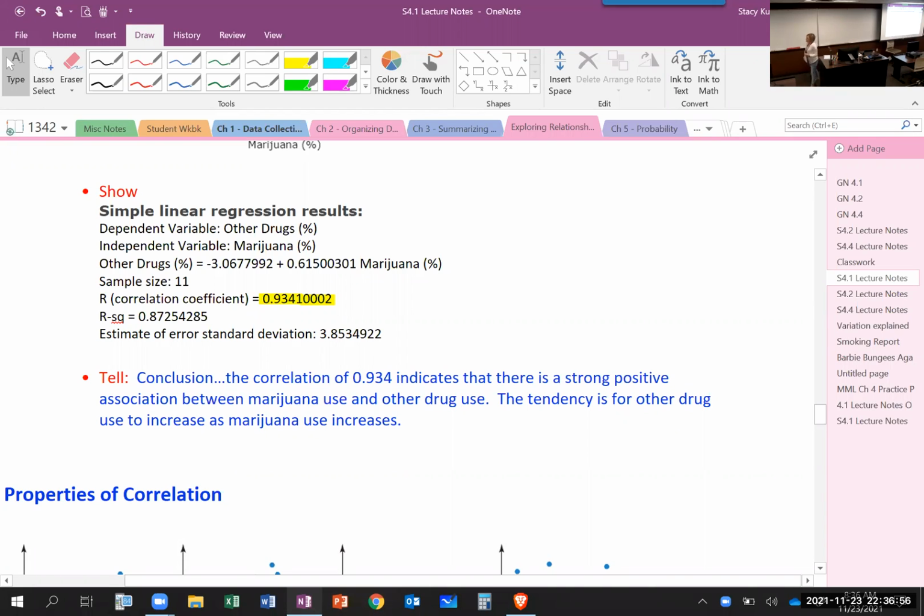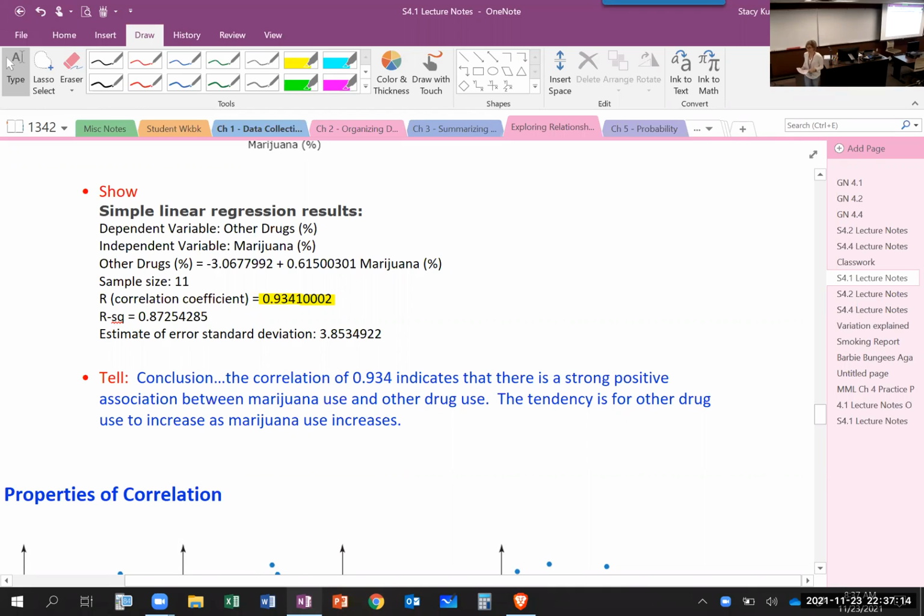Now the conclusion, just based on that information, the conclusion that I can come up with, and nothing more, is simply that because our correlation is 0.934, that indicates there's a strong positive association between marijuana use and other drugs. The tendency is for other drug use to increase as marijuana increases.